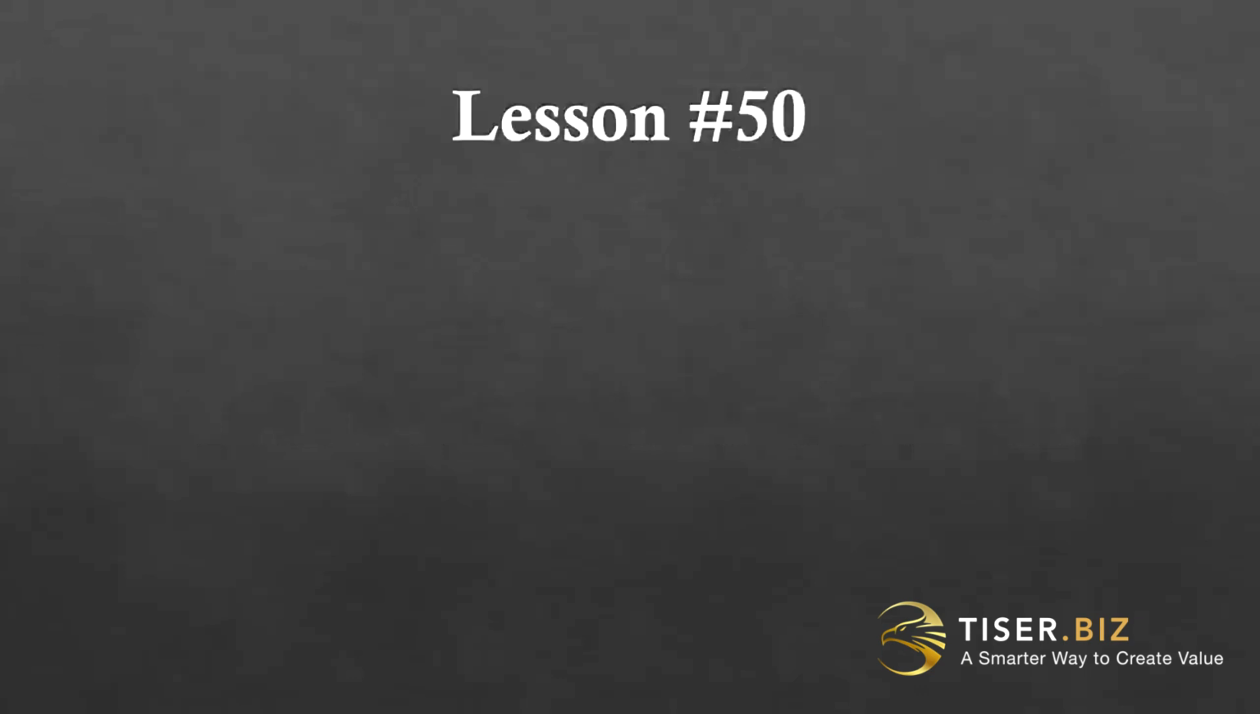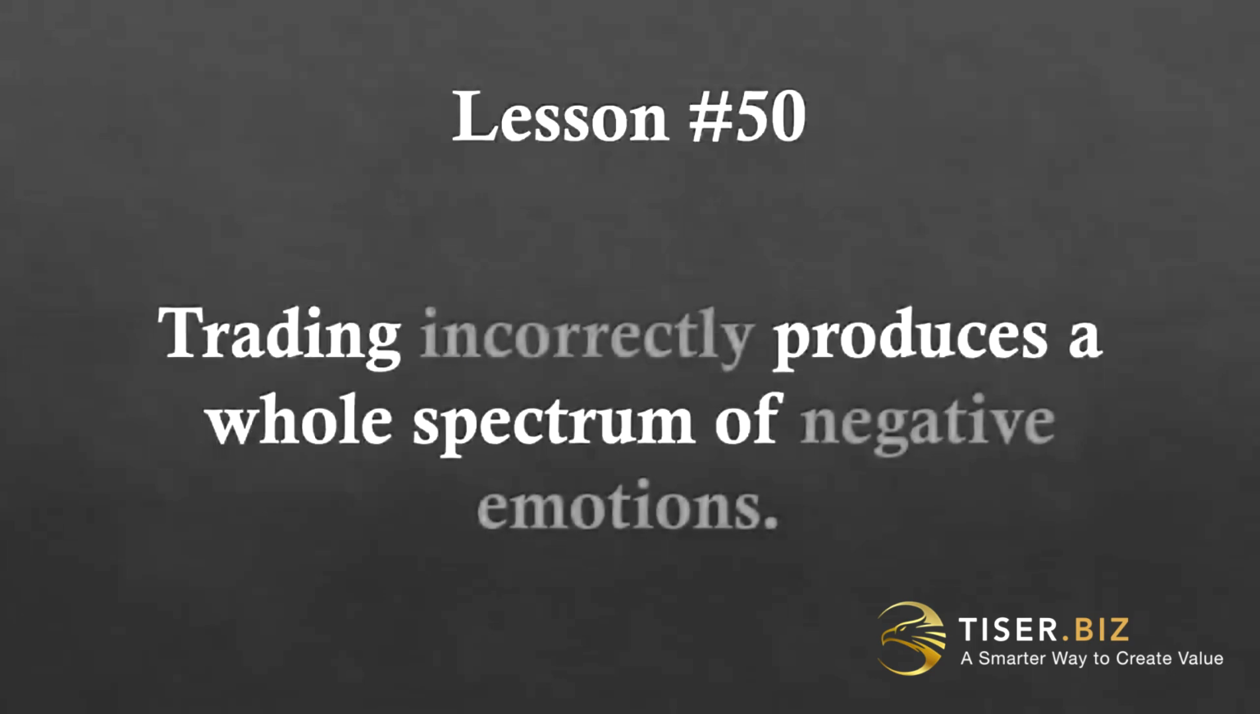Lesson number 50. Trading incorrectly produces a whole spectrum of negative emotions. When trading is done incorrectly, it produces a wide range of emotions such as excitement, euphoria, anxiety, fear, denial, fear of missing out, panic, greed, confusion, desperation, overconfidence, underconfidence, hesitation, impulsivity, anger, agitation, and many others. These are all emotions that appear when traders attempt to make money quickly and when they begin to pursue immediate gratification in the markets. The trick here is not to try and manage these emotions.